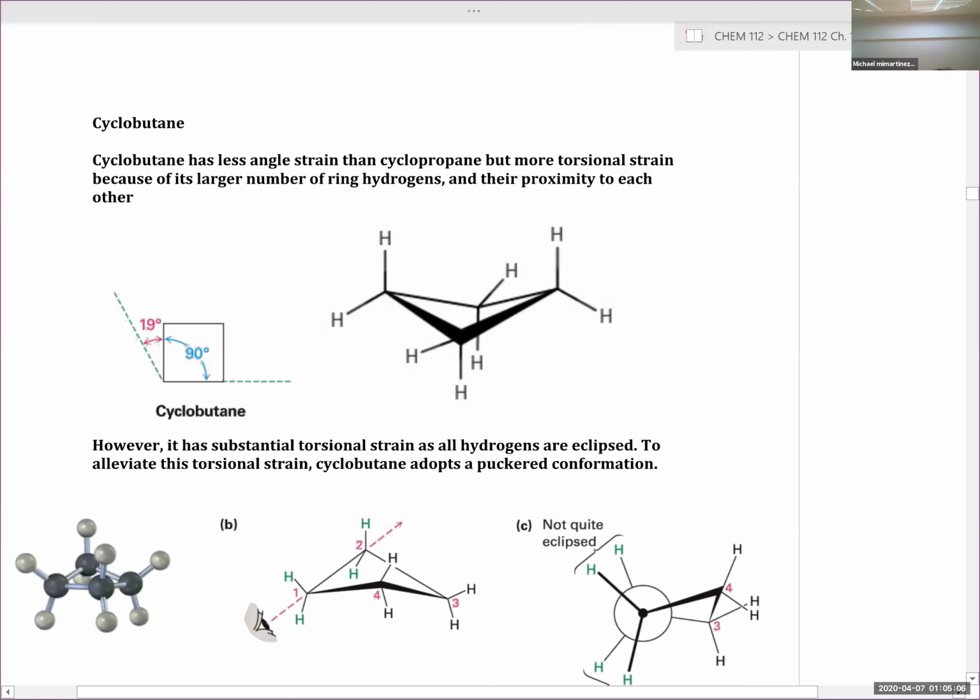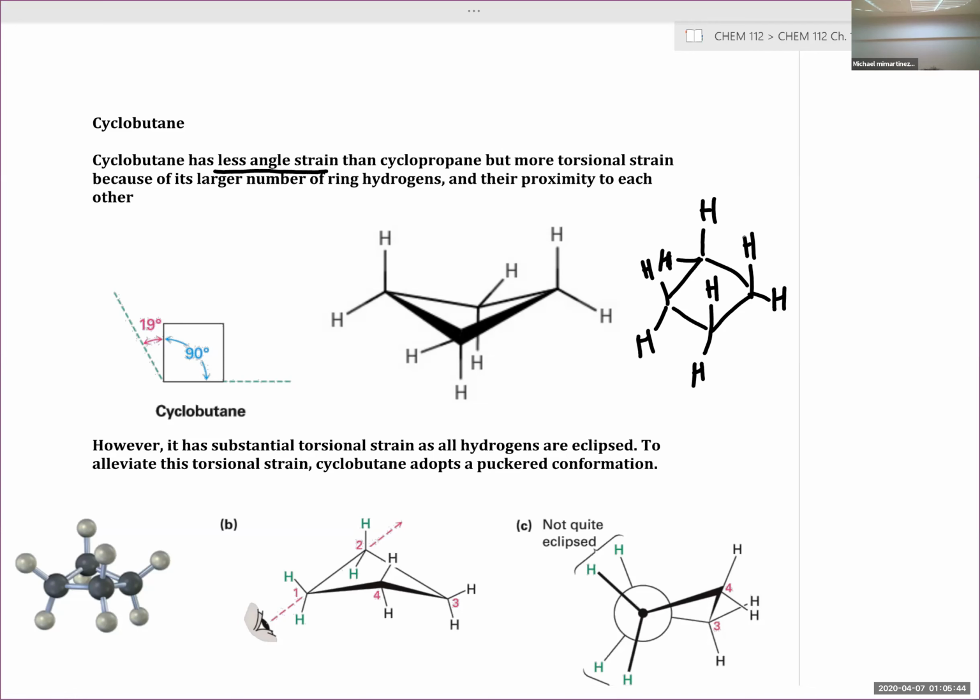So cyclobutane has less angle strain. However, if we think about a flat cyclobutane system, if it's perfectly flat and we have all of our hydrogens aligned above and below the plane of our cyclobutane, what is a major problem with having a completely flat cyclobutane?